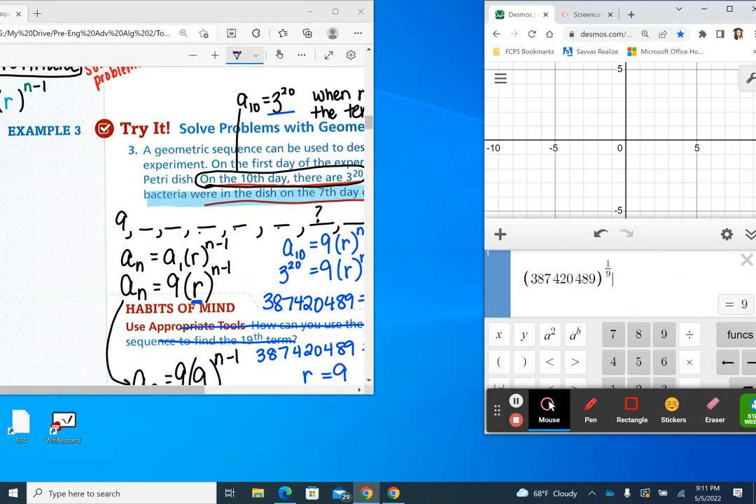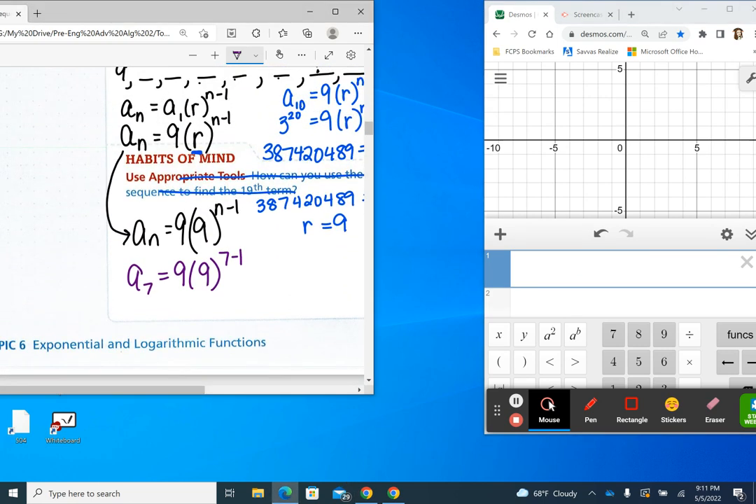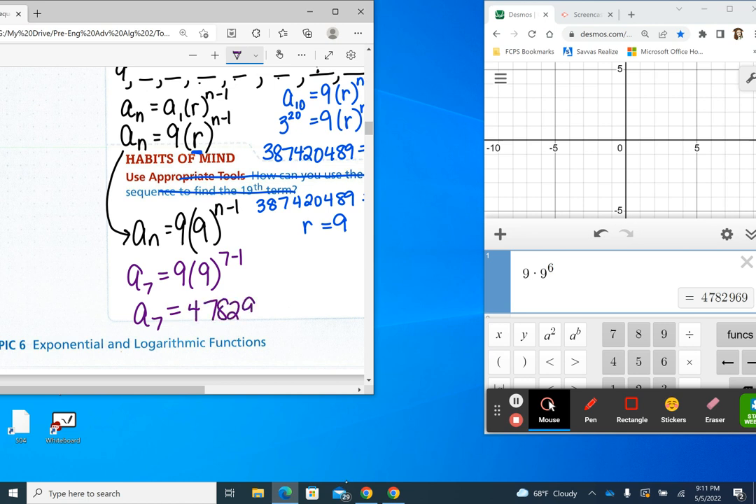I'll grab my calculator. Scroll down. 9 times 9 to the 6th power. And we see that a sub 7 equals 4,782,969 bacteria.